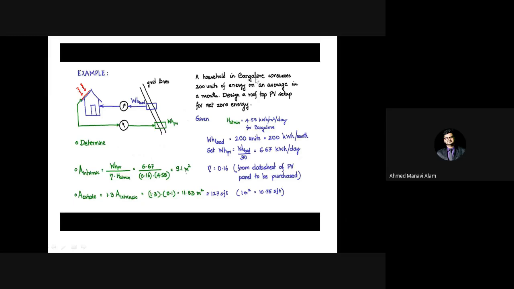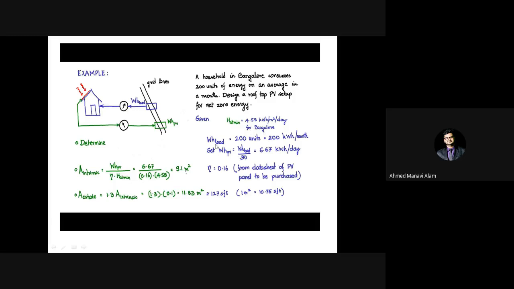A household in Bangalore consumes 200 units of energy on an average in a month. Design a rooftop PV setup for net zero energy. That means WH load is equal to WH PV. Given H tilt minimum is equal to 4.58 kilowatt hour per meter square.